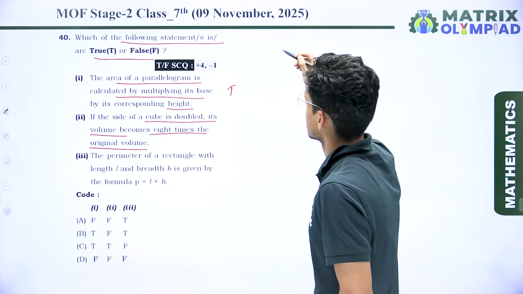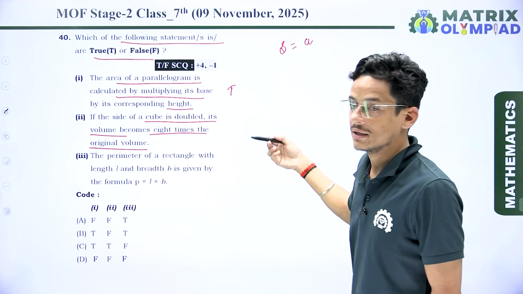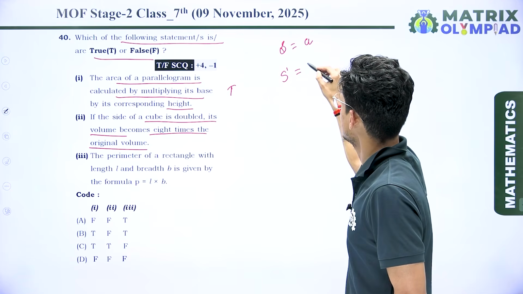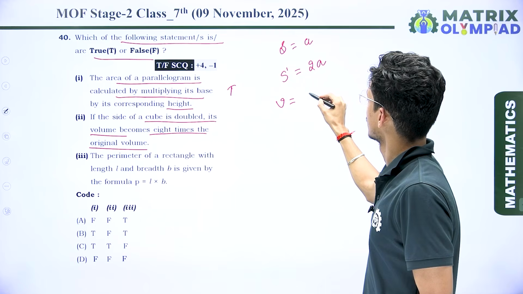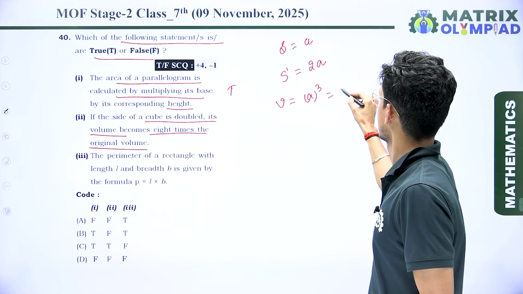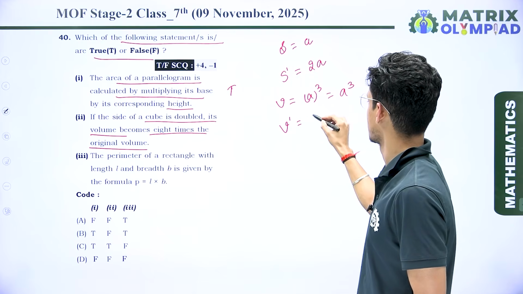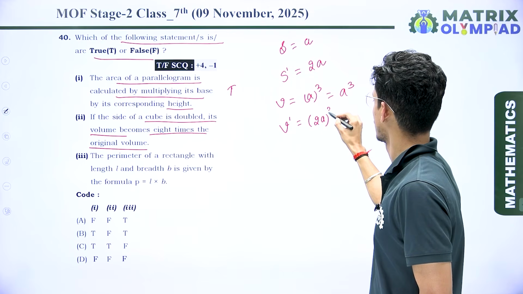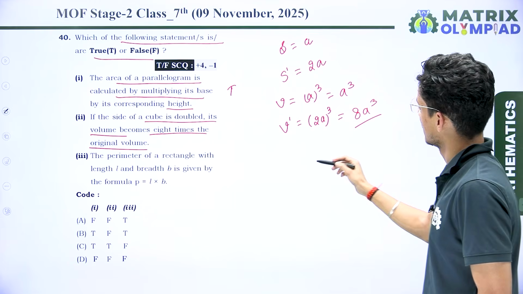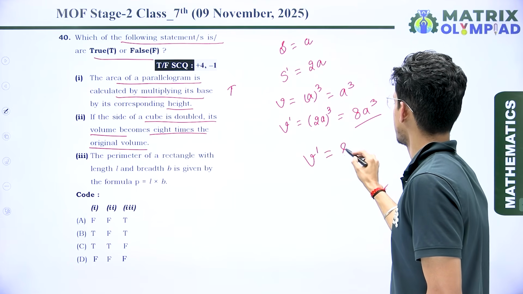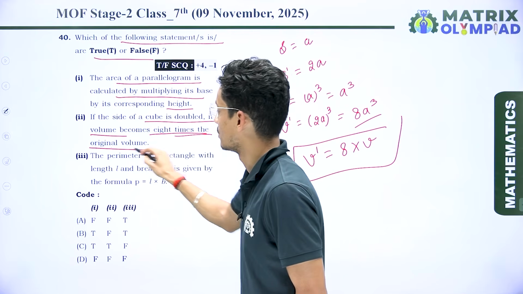So let's assume the side of a cube is a. Okay, and the new side, that is s dash, is double, it means 2a. So we know volume, that is side cube. So a cube, it means a cube, and the new volume after doubling the side. So I can say that 2a cube, that is 8a cube. So we can say that new volume is equal to 8 times of old volume, and here we have given 8 times of the original volume, right?